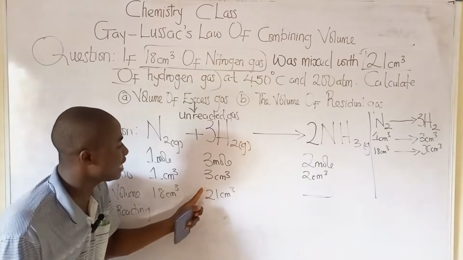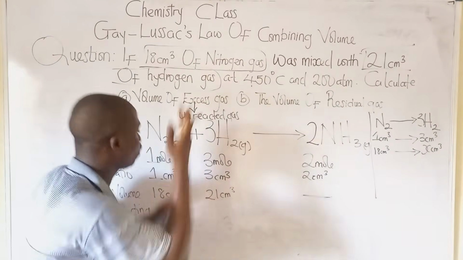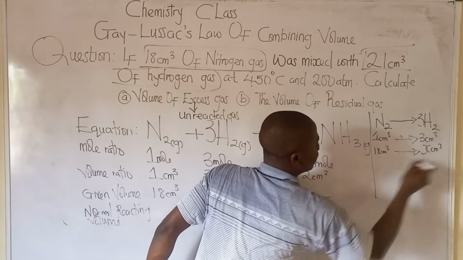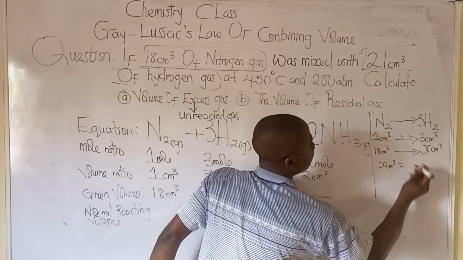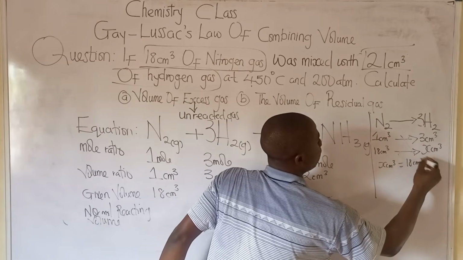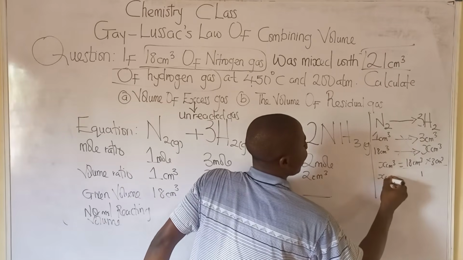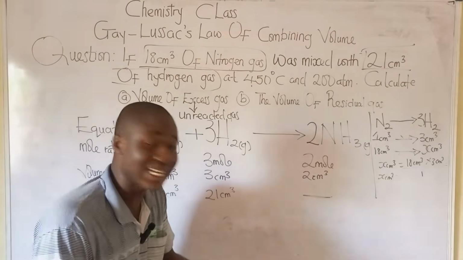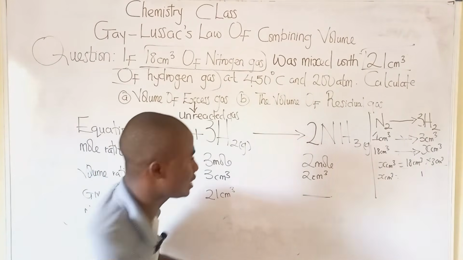You can see that the volume provided for the reaction to work in the question was 21 cm3. So let's make this the subject. X cm cube will be equal to 18 cm cube times 3 cm cube over 1. So X cm cube is simply 18 cm cube times 3 cm cube. 18 times 3 is 54 cm cube.